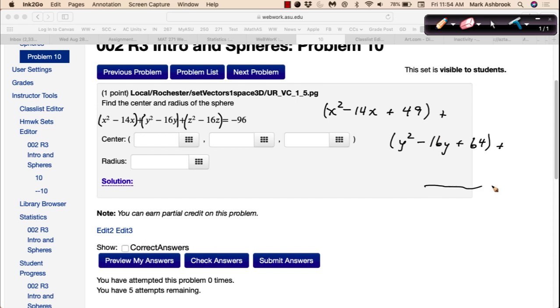Then you do the same thing for z, but then over here you've got -96. So to keep the balance of the equation, I added 49, so I've got to have 49 on the other side. And I added 64, so I've got to add 64. And then whatever I add for z, another 64. And then you can take it from there. So now you've got what? Perfect square trinomials. For instance, this one is x minus 7 squared. So I'll let you finish that.